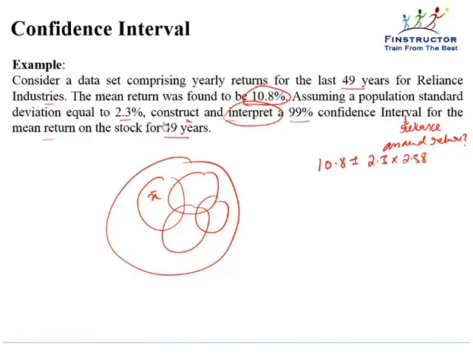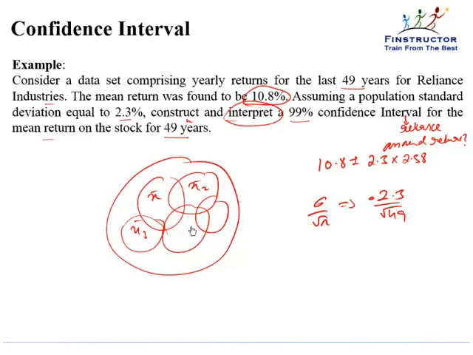The question asked is, construct and interpret a 99% confidence interval for the mean return on the stock for 49 years. That is, if I take another sample of 49 years and another sample of 49 years, then what is likely going to be the mean of those samples? The means of samples have a standard deviation that is lesser than the population standard deviation. So the means of the samples have a standard deviation equal to sigma by root n, that will be equal to 2.3 divided by root 49. So individual annual returns can be highly dispersed.